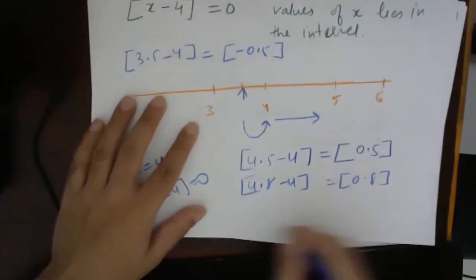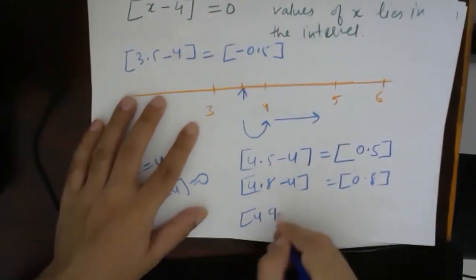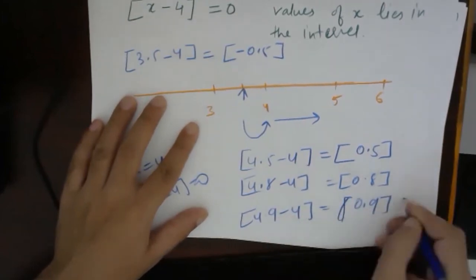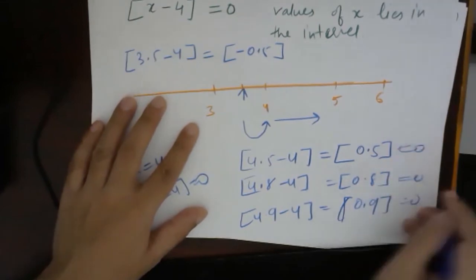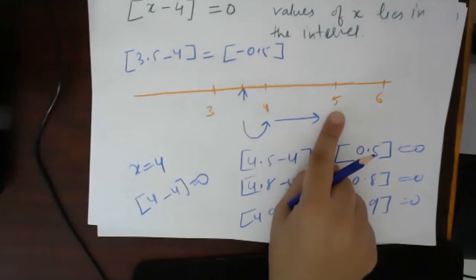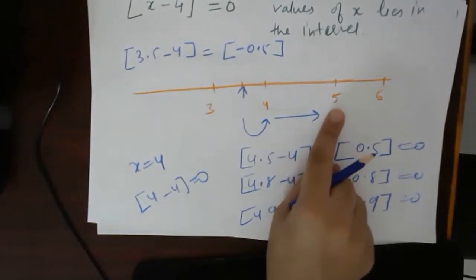Again it will give 0. Same thing will happen with 4.9. Again it will give 0. 0.9, greatest integer will be 0. Right? Now when you take 5, what will happen?